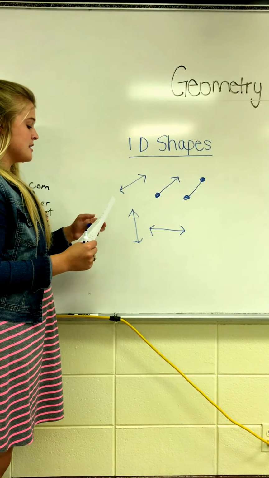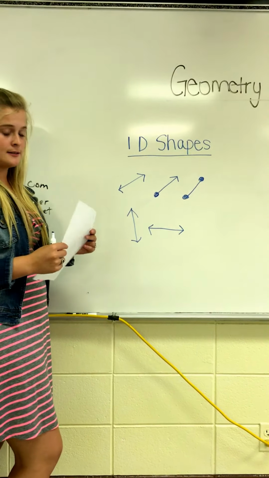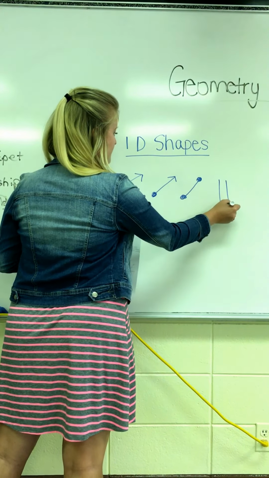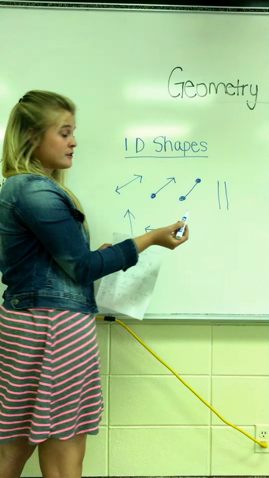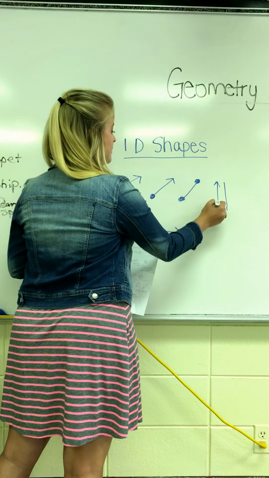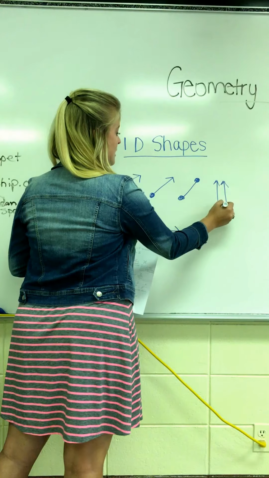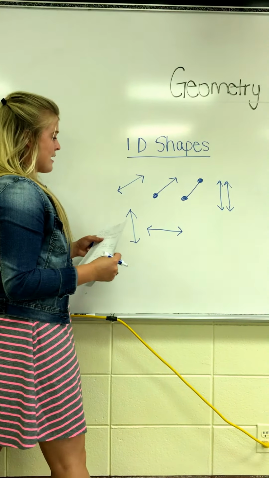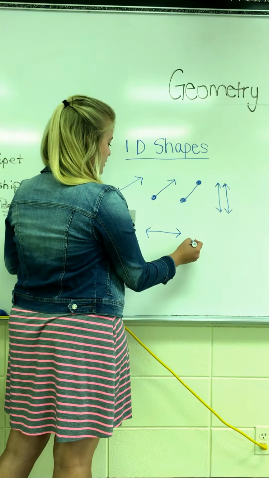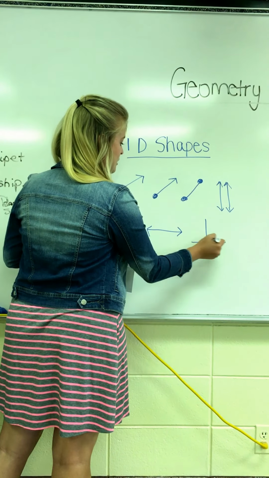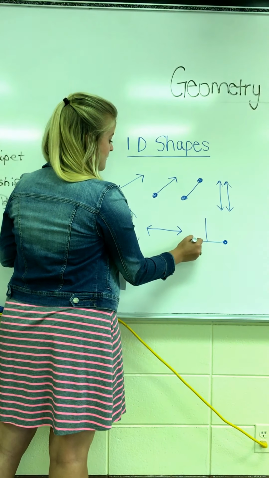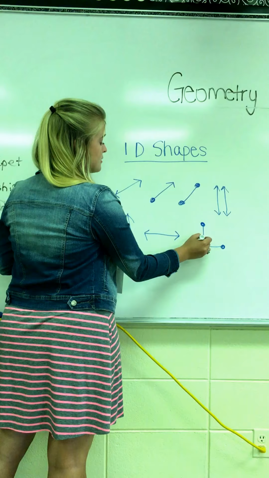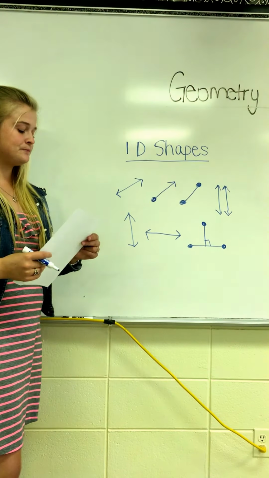Next, we have our parallel lines. Okay, your parallel lines are two lines that run together but do not ever meet, they never touch. They also both have no beginning and no end. Along with your parallel lines, you have your perpendicular lines. Your perpendicular lines do meet. They have a beginning and an end, and they also form a right angle.